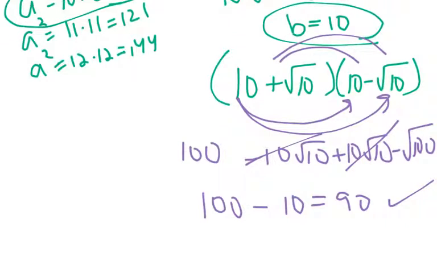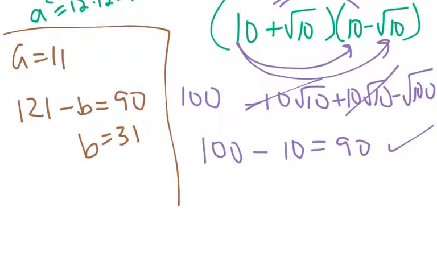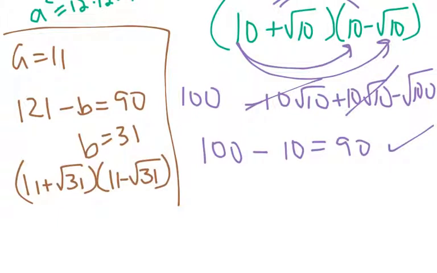Now again, I could have chosen something else, so I could have instead chosen a to be 11. If I had done that, a squared is 121, and I want this to equal 90. So 121 minus what number is going to give me 90? Well, it's going to be 31. So instead, I could have done 11 plus the square root of 31 times 11 minus the square root of 31. And I bet if I multiplied those together, I would also get 90.